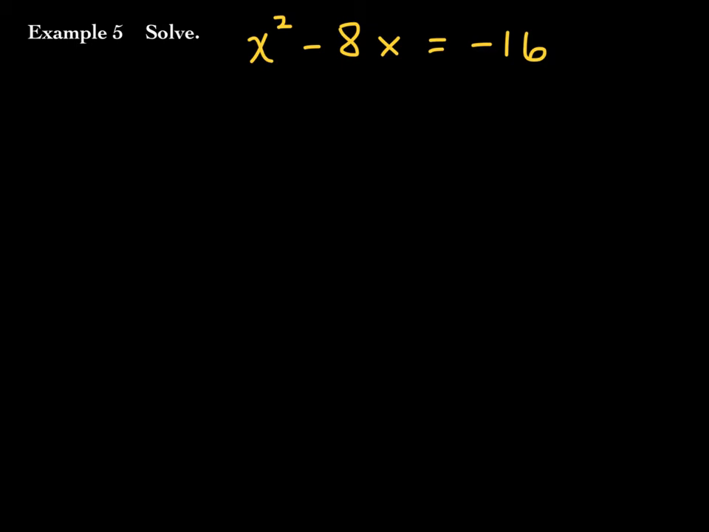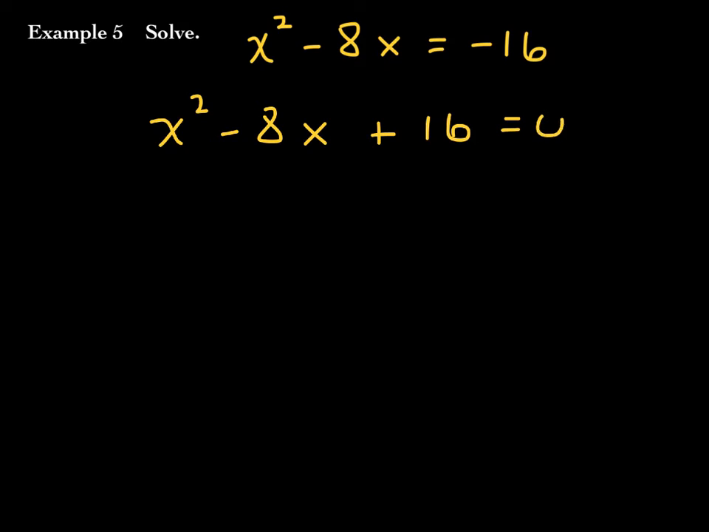All right, we have x squared minus 8x is equal to -16. Not only is this equation not factored for us, and we're going to have to do it ourselves, but it's not set equal to 0. Most of the time, you're going to want your quadratic equation set equal to 0. So let's go ahead and move this -16 over to the left, and we can do that by adding 16 to both sides.